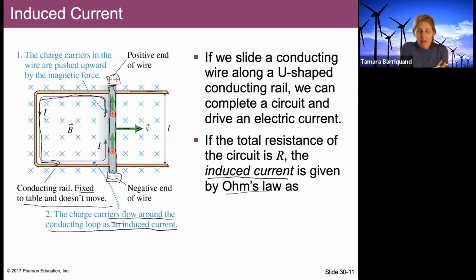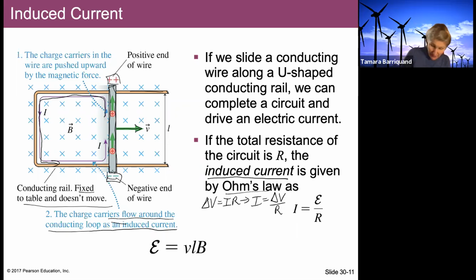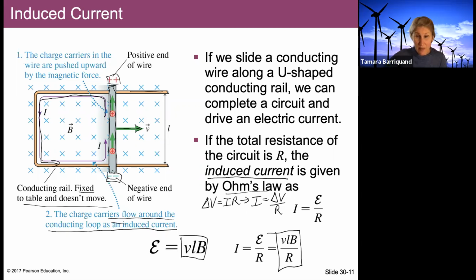Ohm's law, which remember, is V equals IR. So Ohm's law is delta V equals IR, which we can rewrite if we want to get the current as I equals delta V over R. And that delta V we said is that EMF. So we're going to rewrite that as I equals EMF over R. And remember that we found that that motional EMF is equal to vLB. So taking this and putting this in for our EMF, we see that I equals EMF over R, which is vLB over R. So our induced current will be equal to vLB over R.